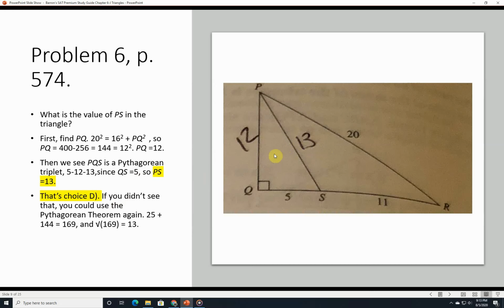If you don't know that, you can just use the Pythagorean theorem. Take 12 squared, which is 144, plus 5 squared, which is 25. Get 169, and if it's on the calculator section, you can just take the square root using your calculator. If not, hopefully you'll remember that 169 is 13 squared. And it probably wouldn't take you that long to guess it if worse came to worse. But anyway, the answer is choice D, which is 13.